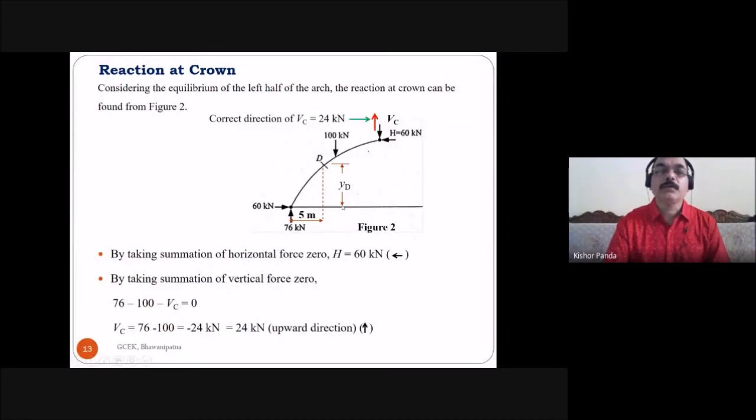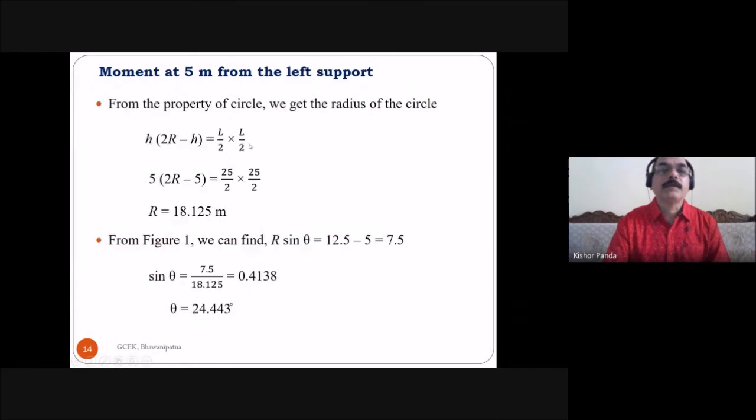You already know the formula for yt. First you have to find the radius of the circle, from the property of the circle: h into (2r minus h) is equal to L by 2 into L by 2. Here h is 5 meter, so 2r minus 5 is equal to 25 by 2 into 25 by 2. From this relation we get the radius of the three-hinged circular arch, R is equal to 18.125 meter.